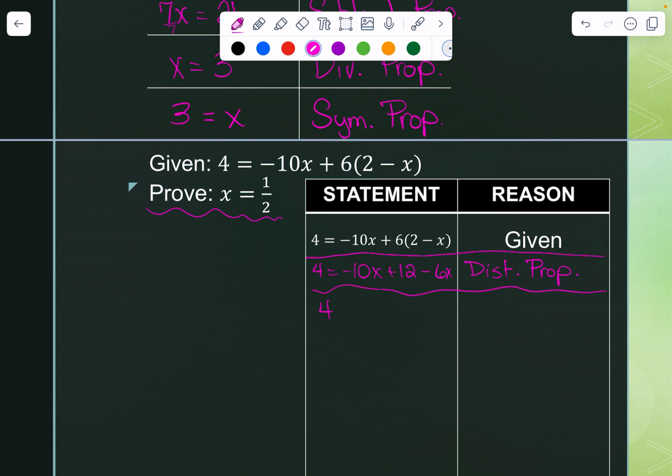Then I'm going to go and I'm going to put these two things together, my like terms. So that would give me negative 16x plus 12. What allows me to do that? That is the substitution property. Because two things are equal to each other and I just move it. The next thing I'm going to do is I'm going to minus the 12 from both sides. So now that gives me negative 8 equals negative 16x. That is the subtraction property.